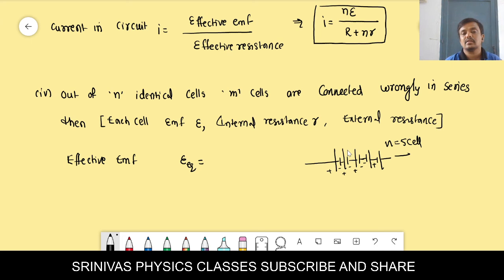Then here there are 5 cells. Out of that, 2 cells are wrongly connected. Each cell's EMF is E. Then what total EMF will you expect? There are 5 cells. Out of 5 cells, the last 2 cells are wrongly connected. Then can you tell what the total EMF is? No, don't know. Right.